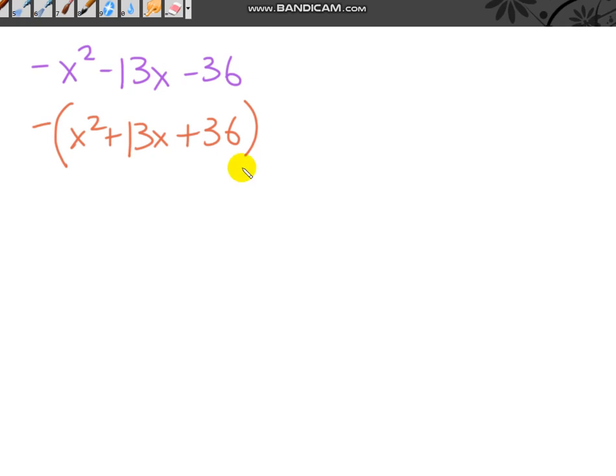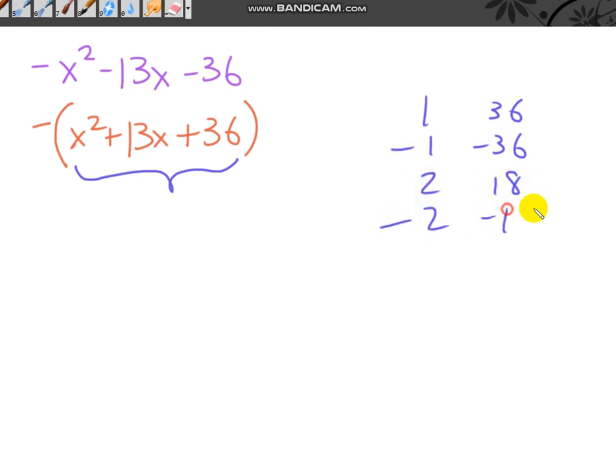Next, we're only considering factoring this expression, so just do what we did. This is why I was trying to drill this so much earlier. You're trying to find two numbers that multiply to 36 and add up to 13.